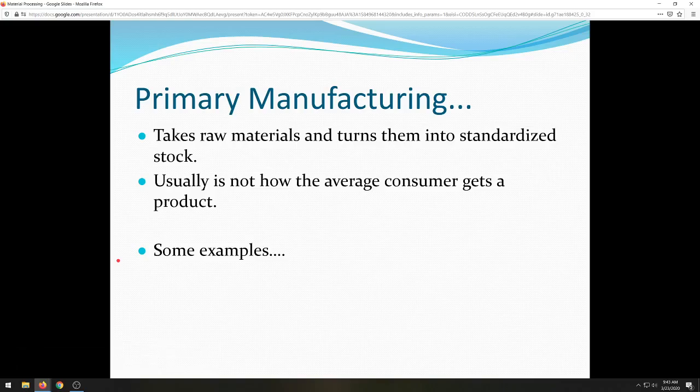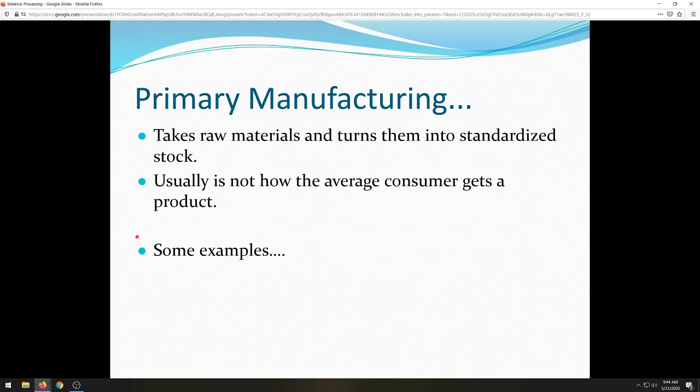Alright, so primary manufacturing. What is primary manufacturing? This is when you take raw materials and you turn them into some sort of standardized stock. So usually it's not how you're going to get a product. There's very few primary processed materials that the average consumer buys. A good example would be stuff like 2x4s from Home Depot or Lowe's or whatever. But your average consumer isn't buying 20-foot bars of rebar from the plant that made them, and even then, those have had some secondary processing done.